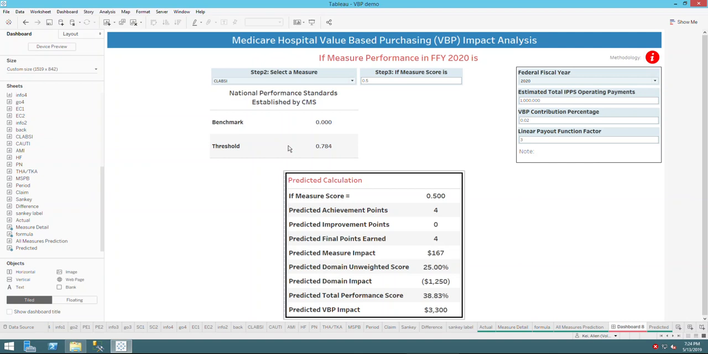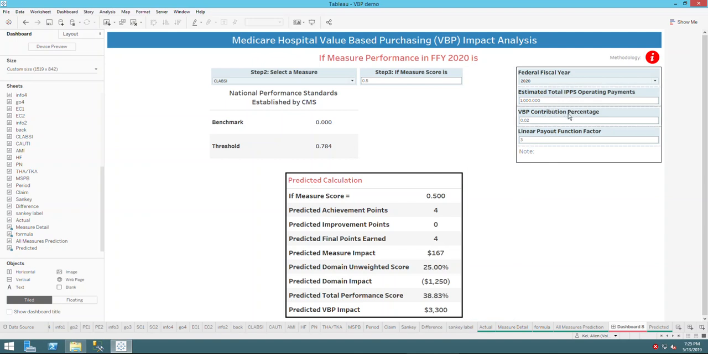Some other things: you will have a benchmark and threshold from the CMS, and you will also have a baseline. The baseline is your own hospital's performance in the previous time period, so it depends on the hospital. I have hidden it in this demo. Also, you have your IPPS payment that depends on the hospital. These data are all fake, all made up data.